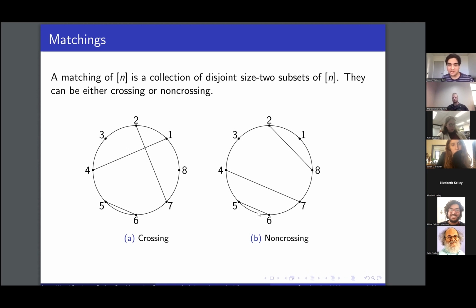A lot of the time, if you've heard the word matching before, you might require matchings to include all elements. I'm going to be calling those perfect matchings. A matching for me does not have to be perfect, so 3 and 8 are left unmatched. Matchings can either be crossing or non-crossing, and that's defined in terms of these diagrams. If two of the lines that we draw cross, it's a crossing matching. If none of them cross at all, it's a non-crossing matching. So this diagram on the left is crossing, and the diagram on the right is non-crossing.